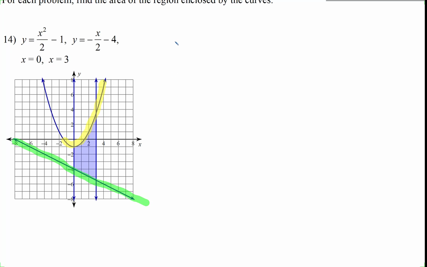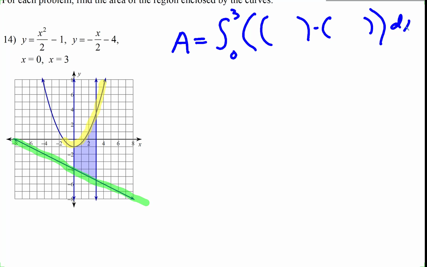All right, so we're going to say area is equal to the integral from 0 to 3, and the upper function is, so I'm going to put 2 sets of parentheses in there and then do the dx. In the first set, it's x squared divided by 2, subtract 1. The second set is this linear function, 1/2 x, or x over 2, subtract 4. And then we're going to clean this up before we integrate it.